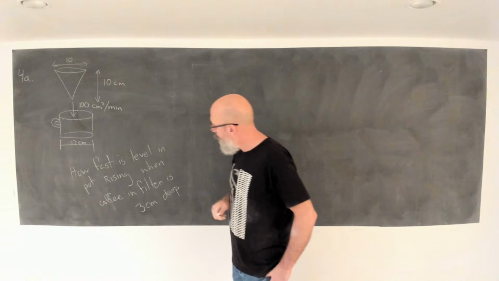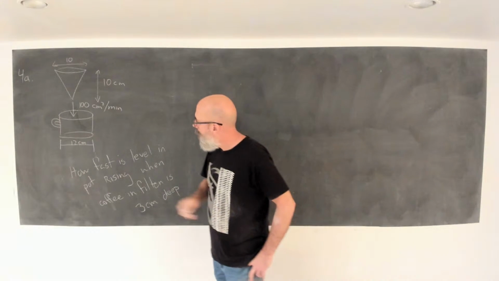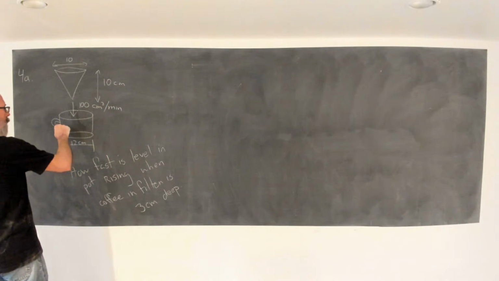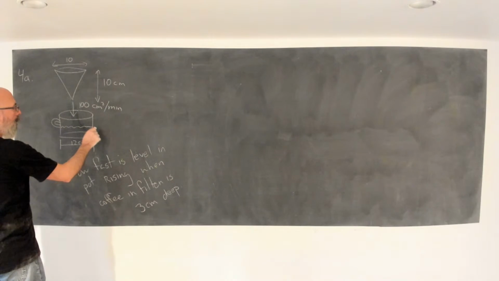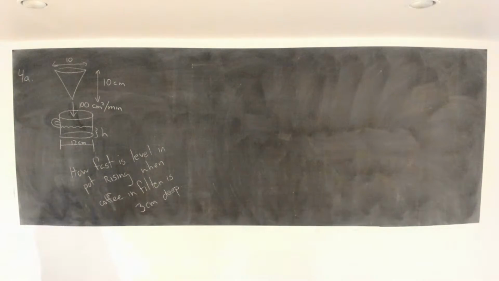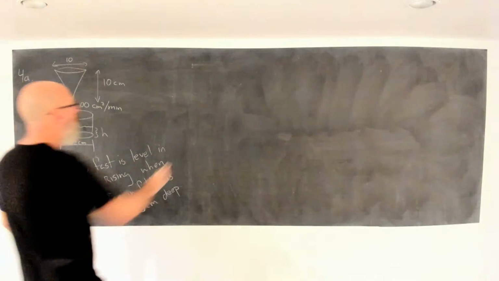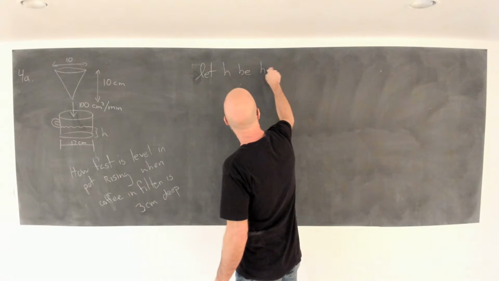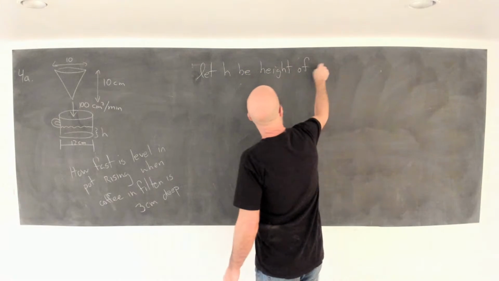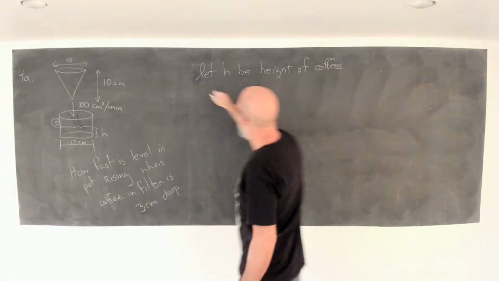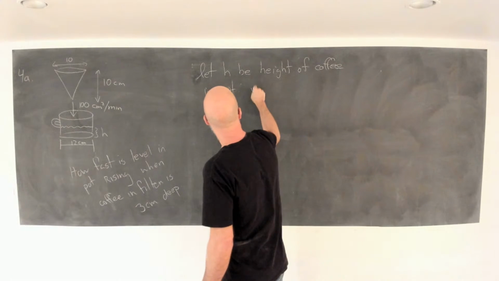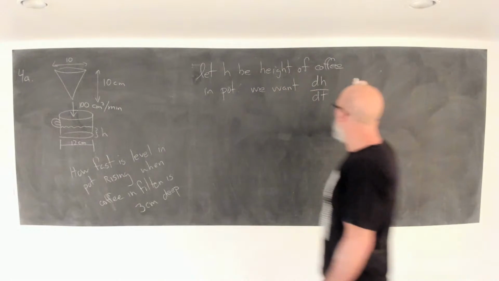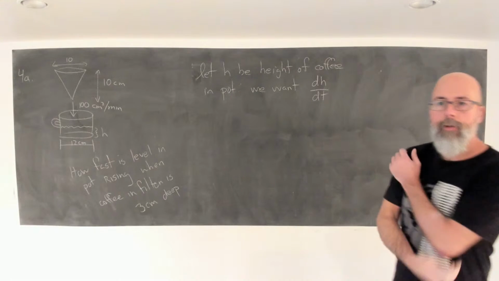How fast is the level in the pot rising? Well, so we want, right? You're going to have some coffee here of height h. Let's introduce some variables. Let h be the height of the coffee in the pot. We want dh/dt. That's what we want.